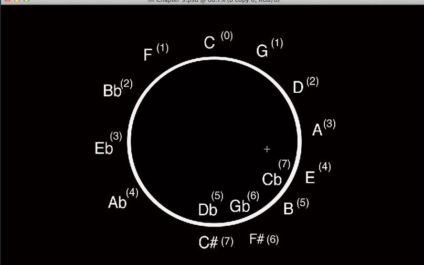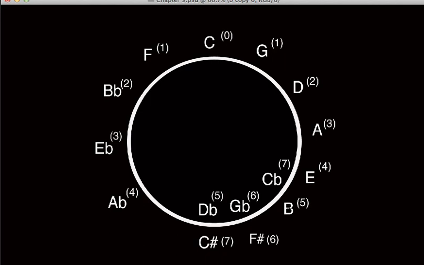Now, the reason why I put these three keys inside the circle is because I want to indicate that these are what we call enharmonic key signatures. Remember, enharmonic is same pitch but a different name. So C sharp is the same as D flat, F sharp is the same as G flat, and B is the same as C flat.